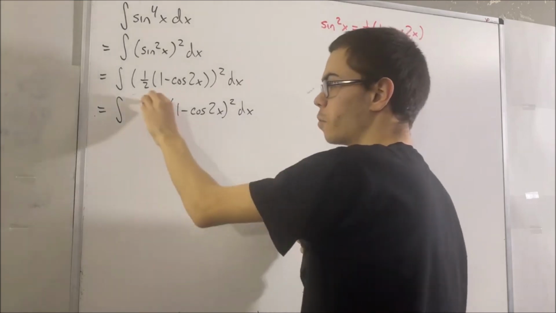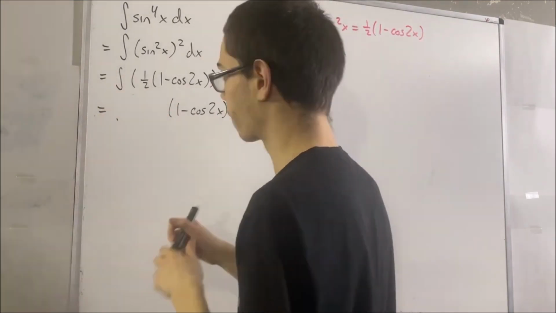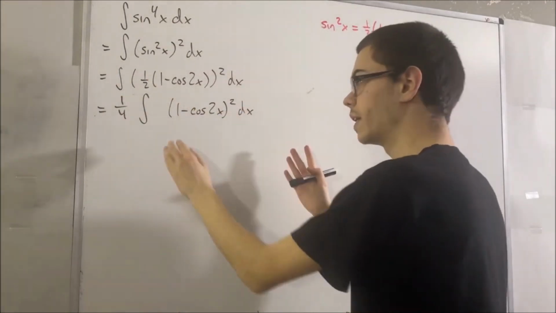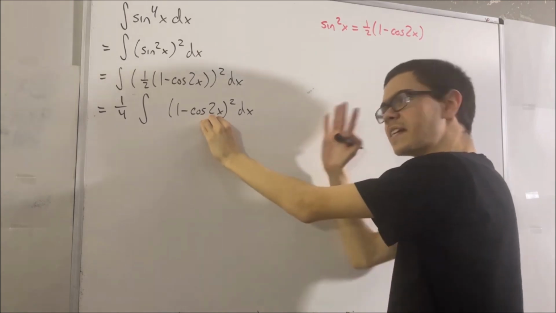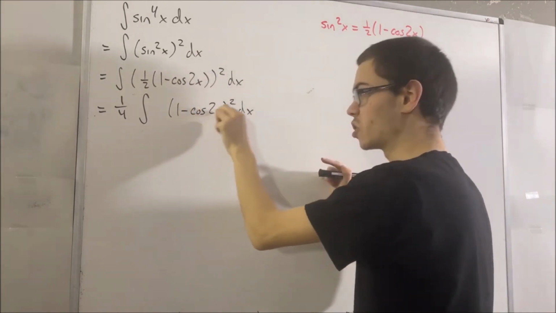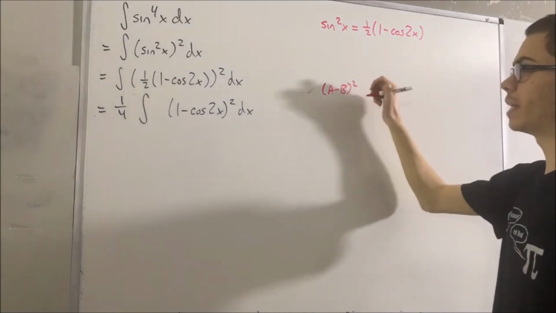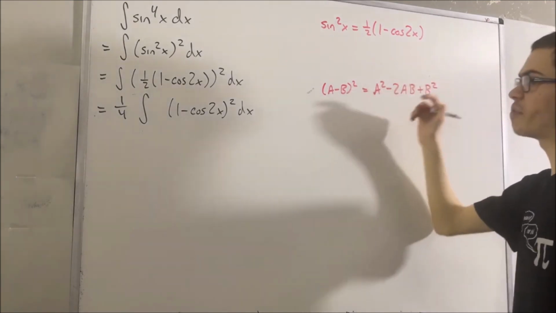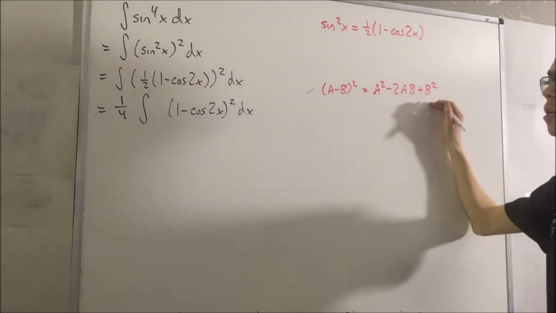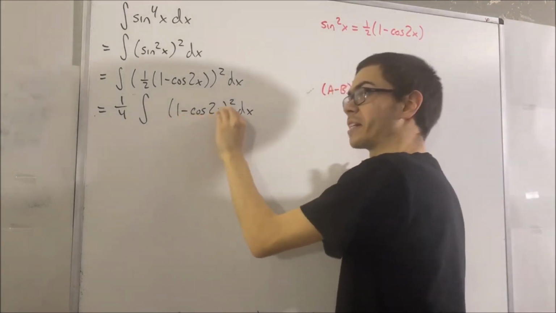And because 1/4 is a constant, we can pull that to the outside of the integral. So really, this is the integral we're evaluating. Notice it's in the form of a minus b squared. If you recall, when we expand this out, we get a squared minus 2ab plus b squared. So let's apply this idea to 1 minus cosine of 2x squared.